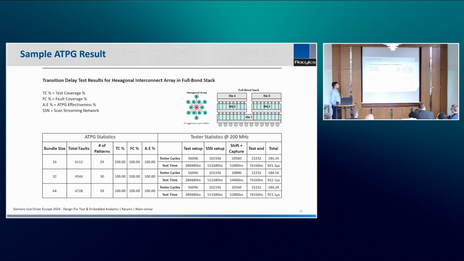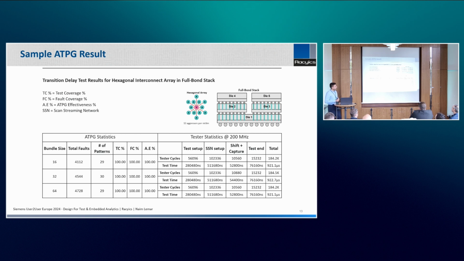And the good thing is that we achieved 100% test coverage, fault coverage, and ATPG effectiveness. And if we look at the tester statistics, we have done this testing with SSN and at 200 megahertz clock frequency.